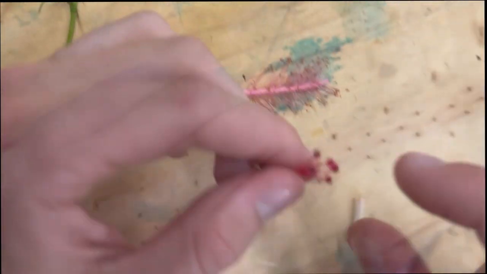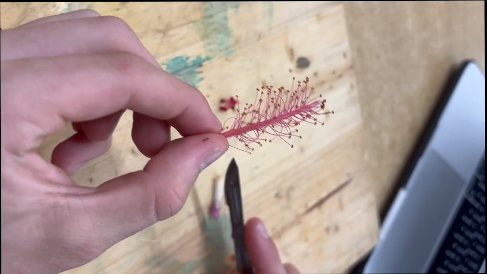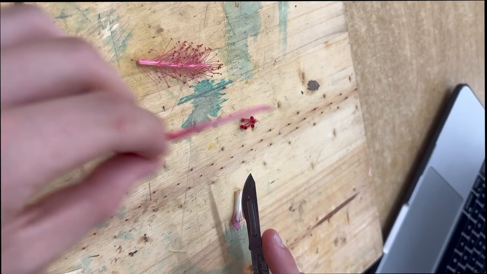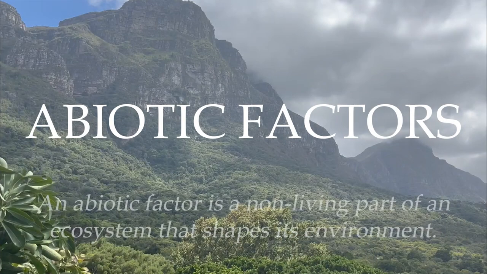As we take a look at the androecium, we look at the anther, attached to the filament, which produces pollen grains as the male reproductive structure of the flower, essential for the transfer of sperm cells to the female reproductive organs during pollination. Now, let's take a look at abiotic factors.